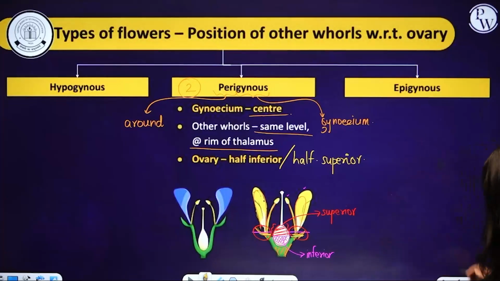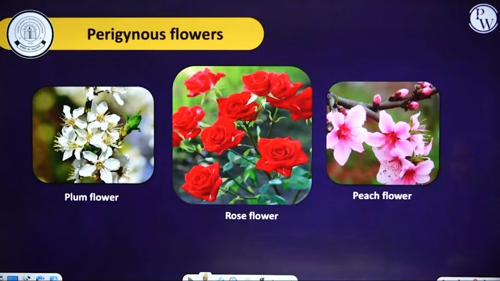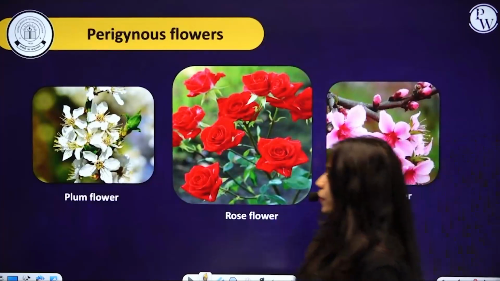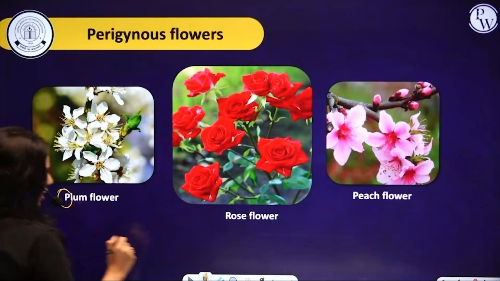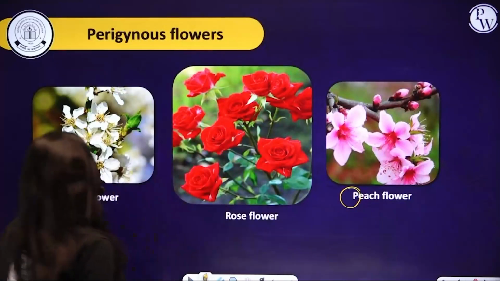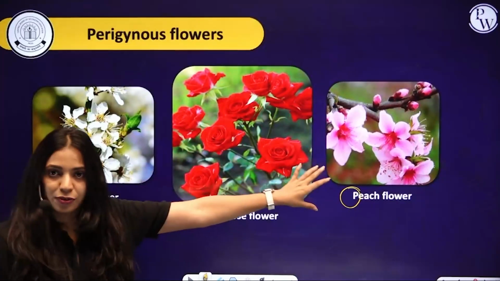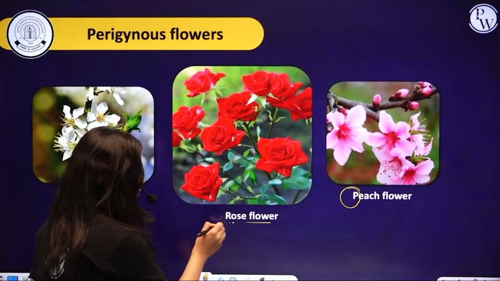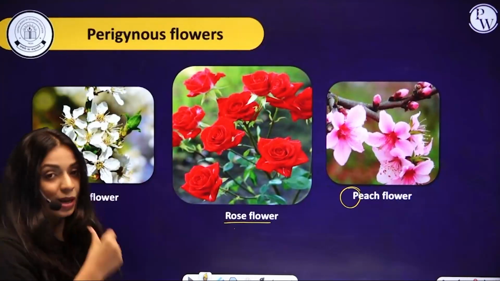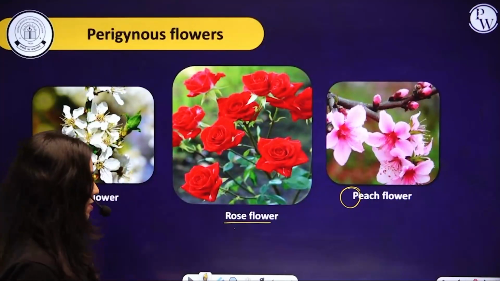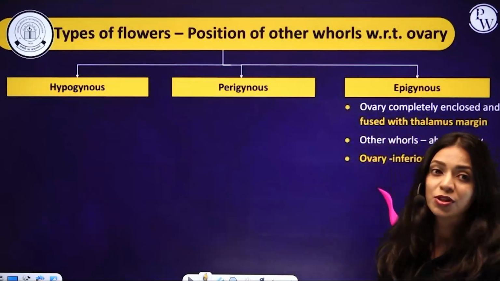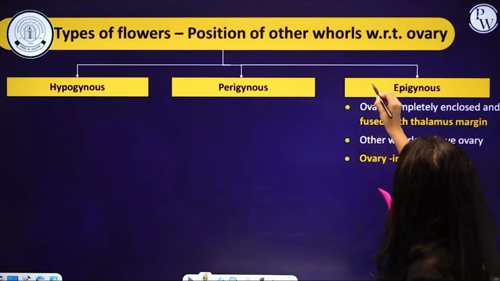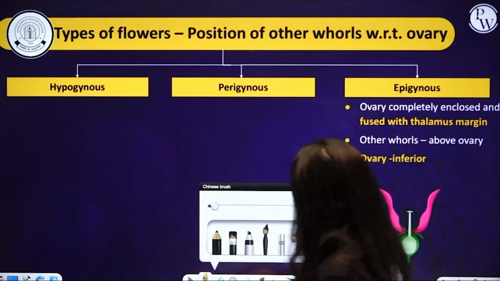Okay. Now let's move on to the third type. Before that, here are the examples for perigynous flowers. Perigynous P, you have examples that begin with P: plum flower, peach flower, and also rose flower. These are the three examples for perigynous flowers. Now, let's move on to the third type of flower based on the position of the ovary. It is the epigynous flower.